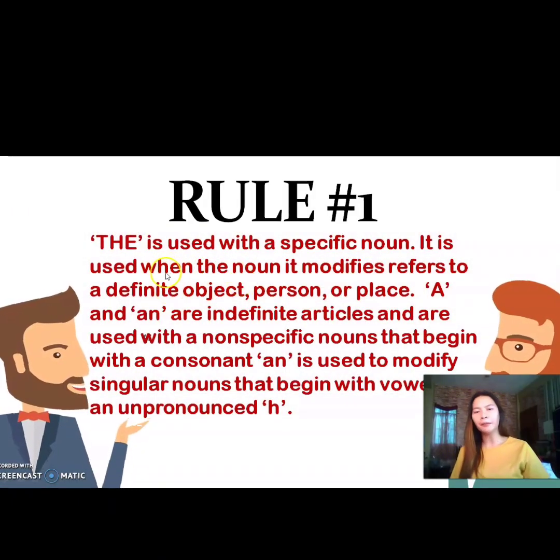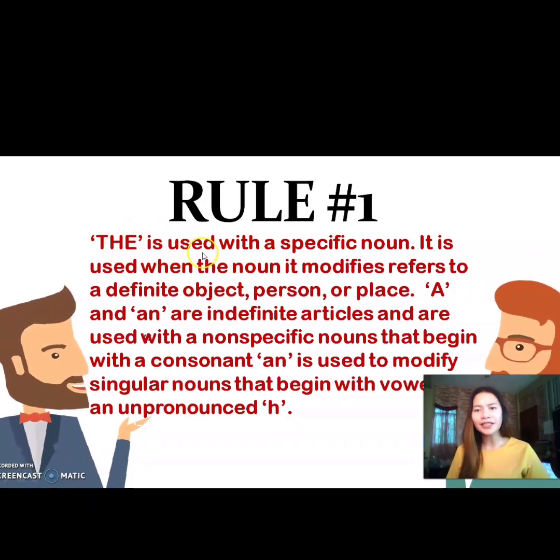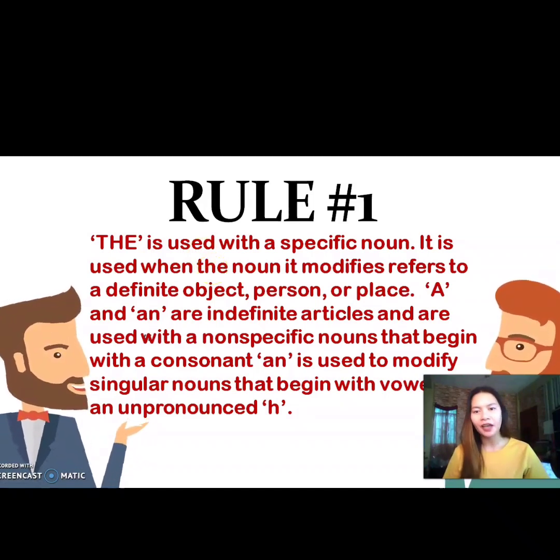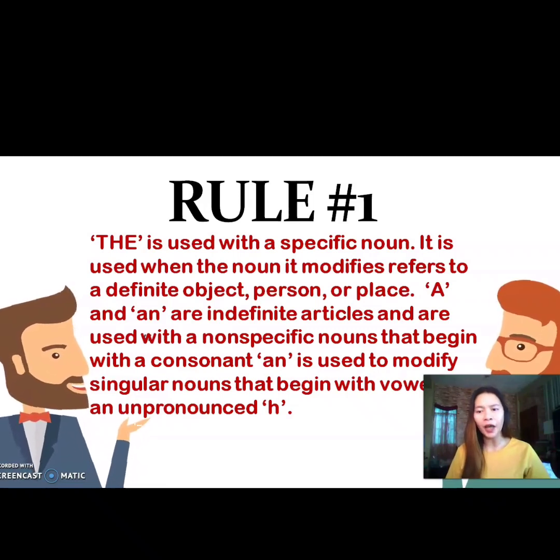We have here rule number 1. The article the is used with a specific noun. It is used when the noun it modifies refers to a definite object, person, or place. The articles a and an are indefinite articles and are used with non-specific nouns. A is used with nouns that begin with a consonant. An is used to modify singular nouns that begin with a vowel or an unpronounced H.